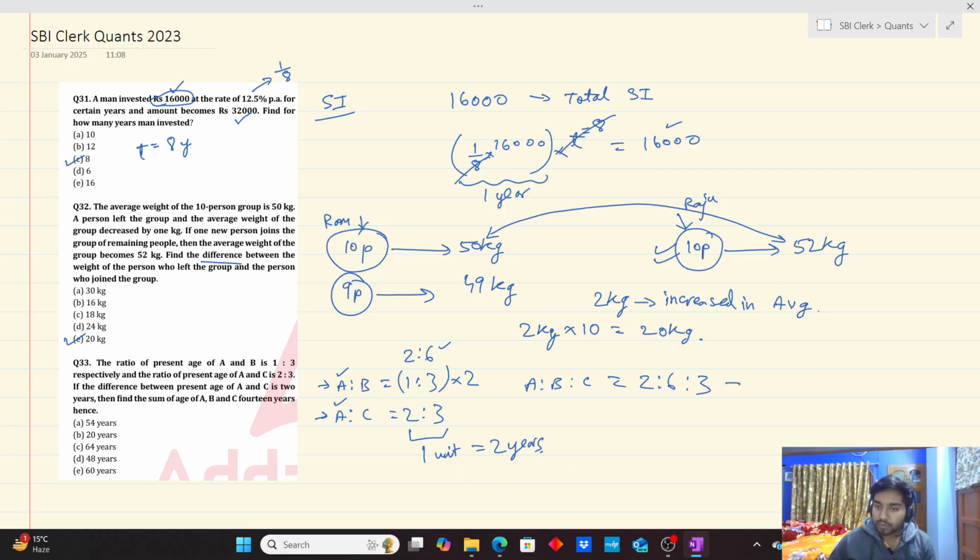Then what is the total number of units today for A plus B plus C, all three combined? 2 plus 6 plus 3, that is 11 units, right? Therefore, when we convert these units to years, if 1 unit corresponds to 2 years, then 11 units would be nothing but 11 into 2 equal to 22 years. That is their sum of age at present.